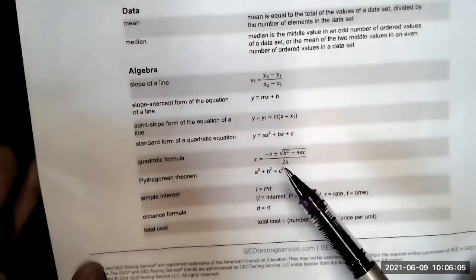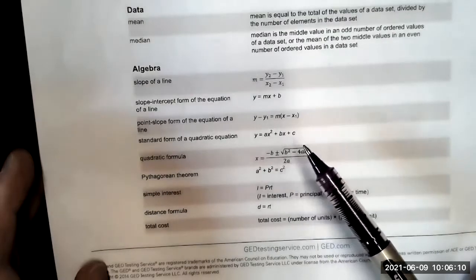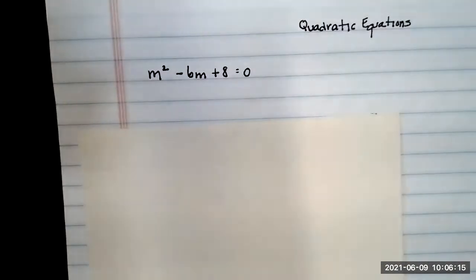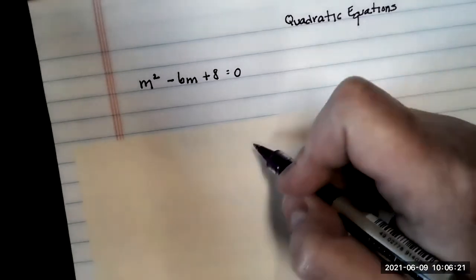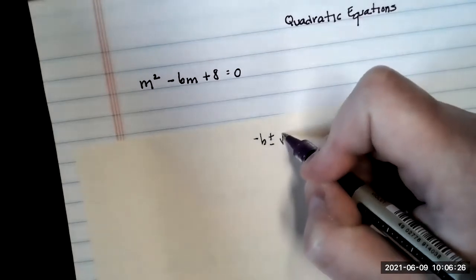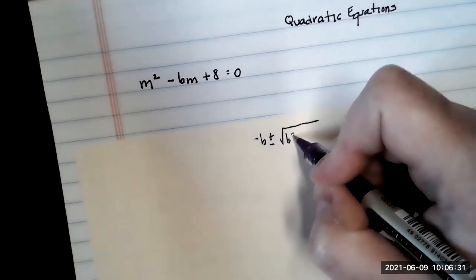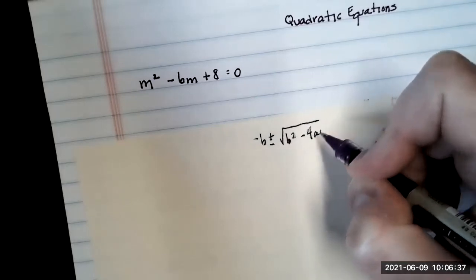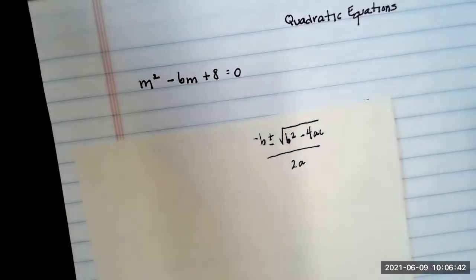Here is your quadratic equation formula: negative b plus or minus the square root of b squared minus 4ac over 2 times a. I'm going to go ahead and rewrite that so you can see it better. We've got negative b plus or minus the square root of b squared minus 4 times a times c over 2 times a.